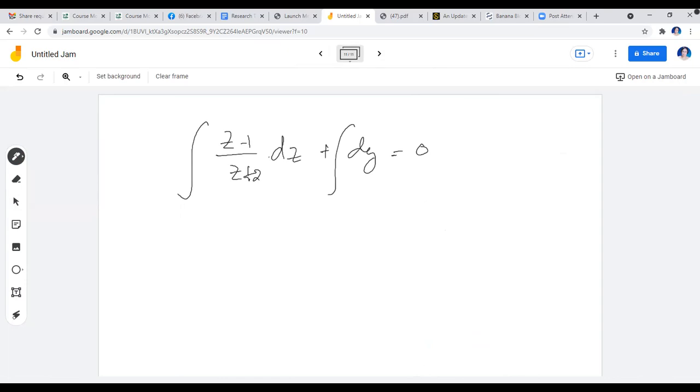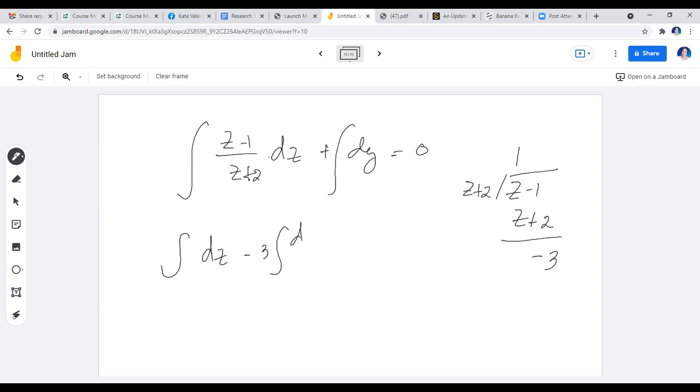So your (z minus 1) over (z plus 2) actually, based on the rules of integration, have the same degree in z. So what you do, you divide the numerator by the denominator. So you'll have 1 and you'll have a z plus 2. And when you subtract, you will have here a minus 3. So your first term here actually is the integral of, for the 1, you have the dz. And for this remainder, you have minus 3 integral of dz over z plus 2.